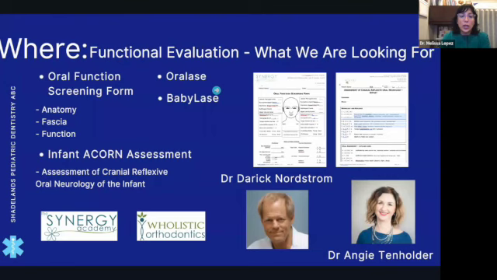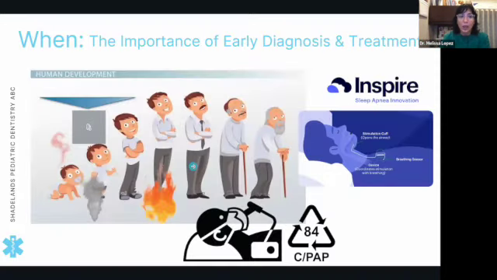So when we're looking at this, we do have an infant, what's called ACORN assessment. So that's the assessment of the cranial reflexive oral neurology of the infant. And we look to see where they are on the scale and what reflexes they've developed, so we can try to identify where along the line they kind of fell off. Now, why? When is this important?